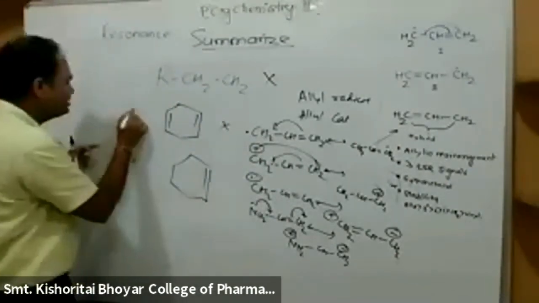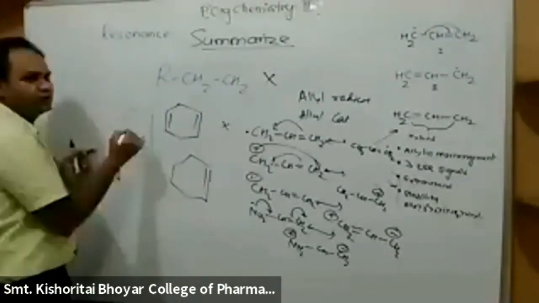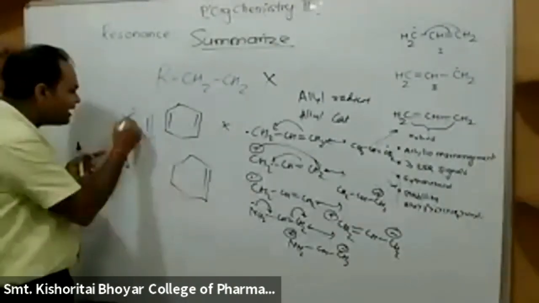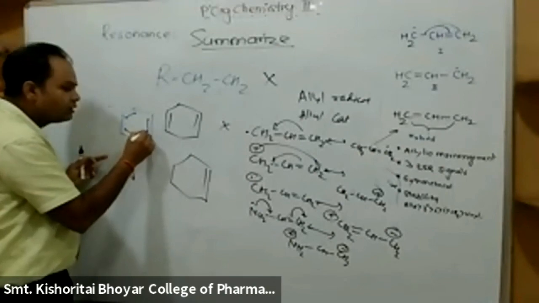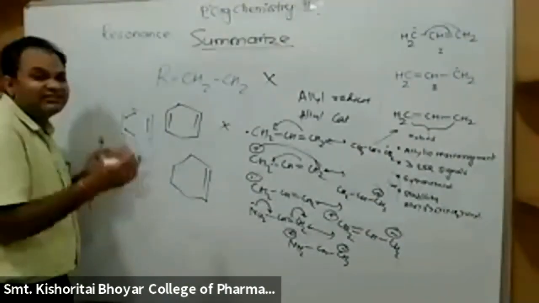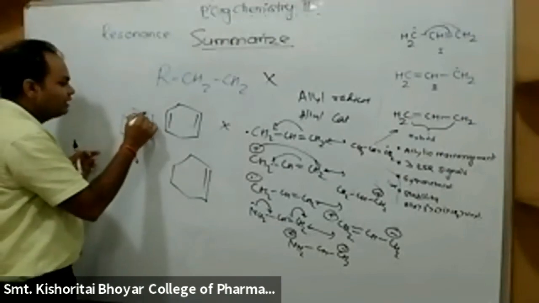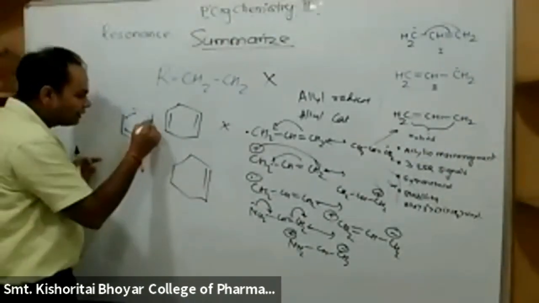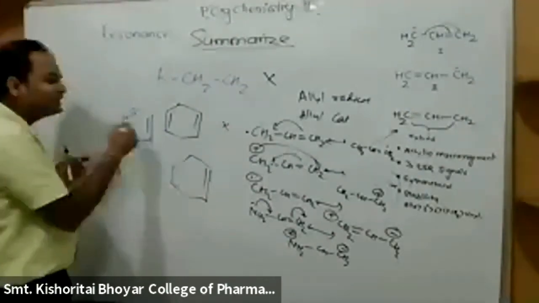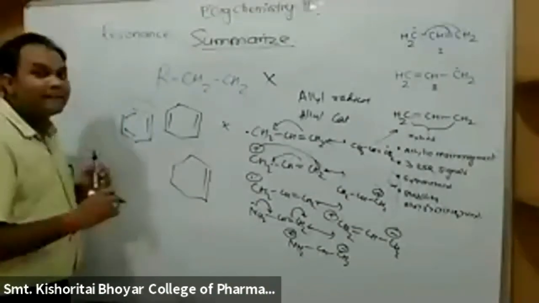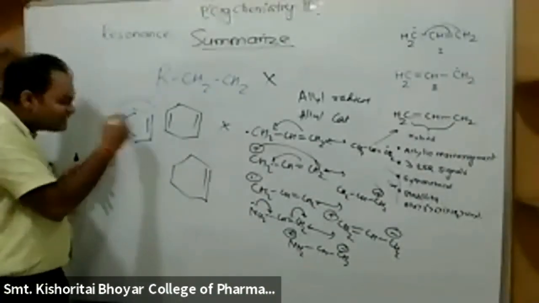But in the case of benzene, it contains pi electrons. Yes, these pi electrons form pi bonds. It is a conjugated system. It contains alternate single and double bonds. Yes, single bond, double bond, single bond, double bond, single bond, double bond. Here, an alternate conjugated system. So this type of molecule shows resonance, and therefore these types of molecules are stable ones.